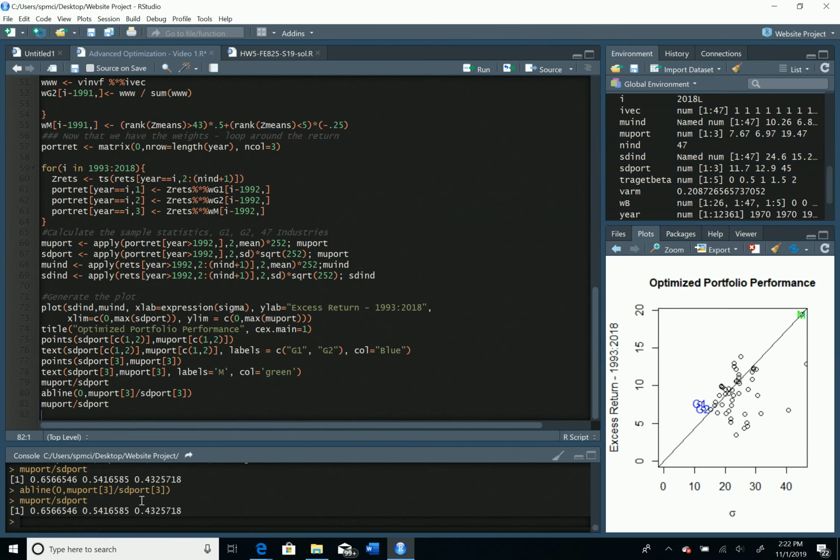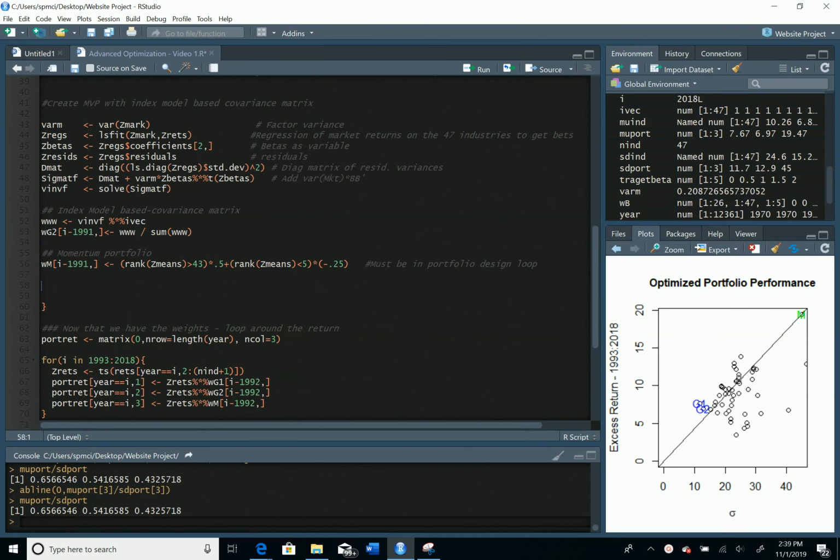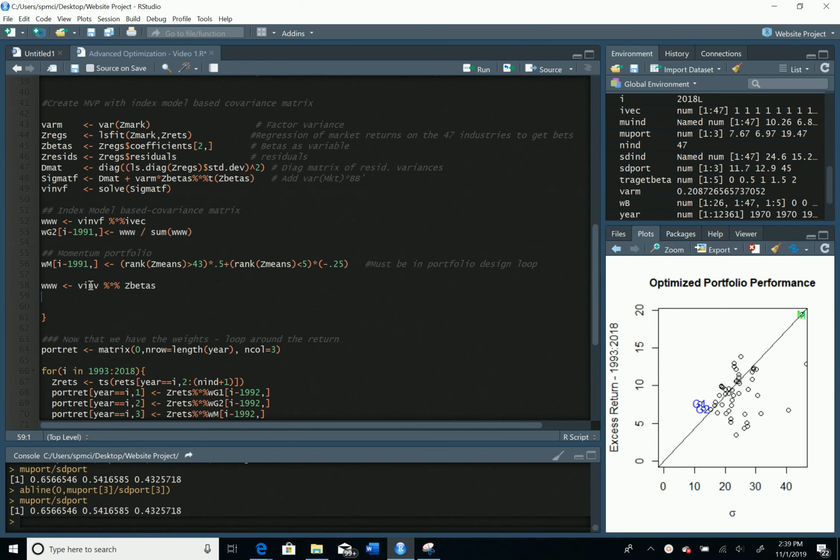Next, we're going to plot the market portfolio as well as the tangency portfolio. We're now going to calculate the tangency portfolio by using expected returns that are proportional to our vector of betas. So we're going to set the variable WWW equal to the inverse of the covariance matrix multiplied by our vector of betas. And then to calculate the optimal weights, we're just going to subset from the ith iteration of the sample period minus 1991. So you start at the first row, and we're going to set that equal to WWW divided by the sum of that to standardize it.